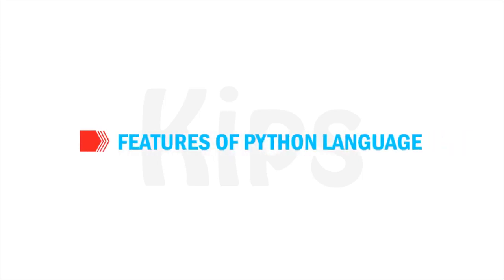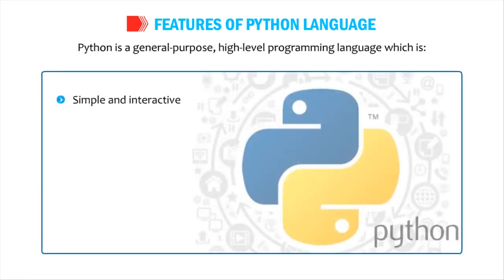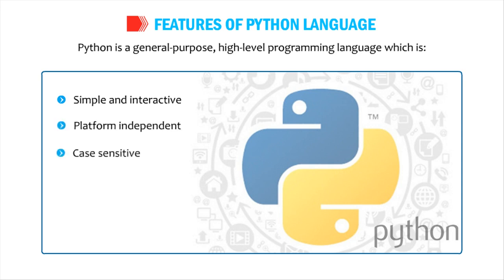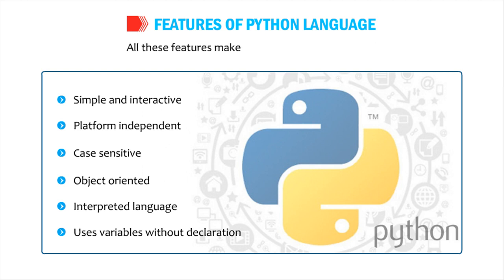Let us know about features of Python language. Python is a general-purpose high-level programming language which is simple and interactive, platform-independent, case-sensitive, object-oriented, interpreted language, uses variables without declaration. All these features make Python a popular language.